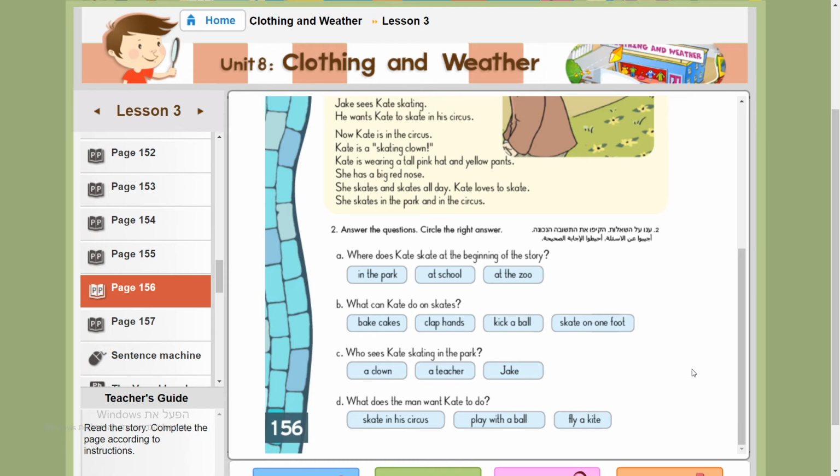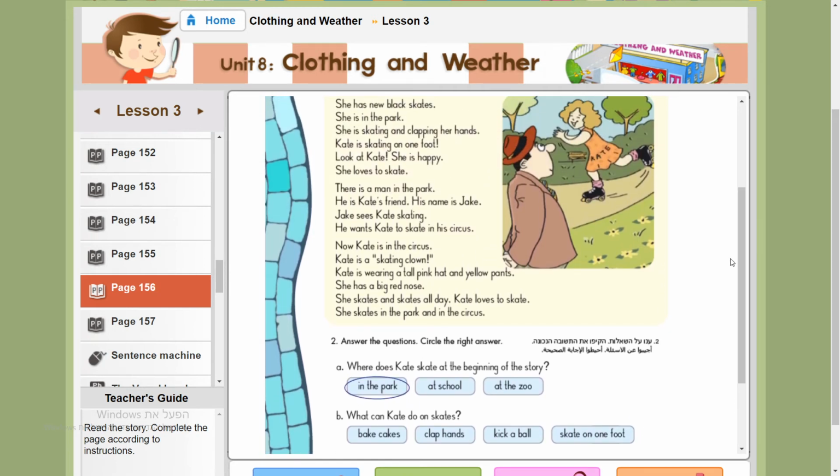Good. So, let's start answering the questions. And to circle the right answer, okay? I need you to have a pencil with you and to solve the questions with me. So, where does Kate skate at the beginning of the story? In the park, at school, at the zoo. Great. She skates in the park. Can you see it in the picture?